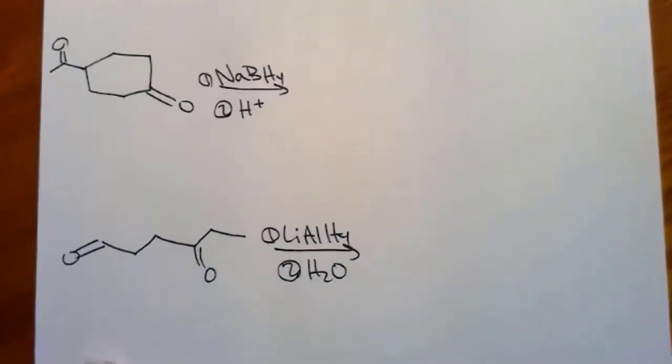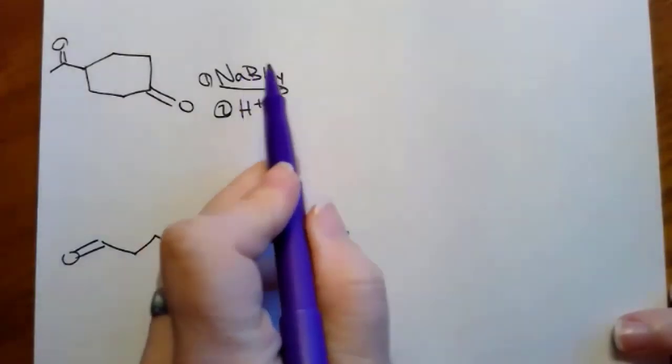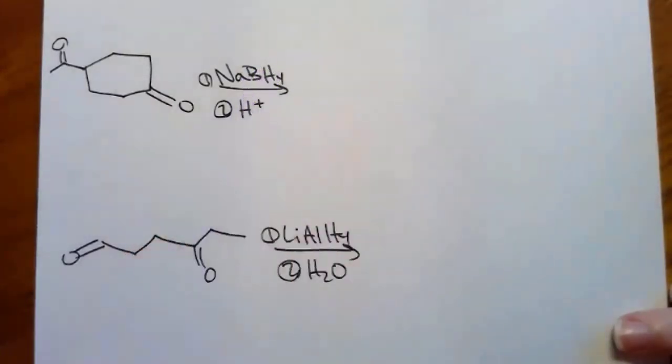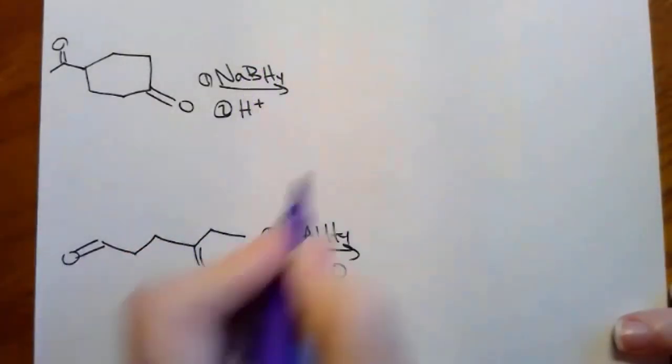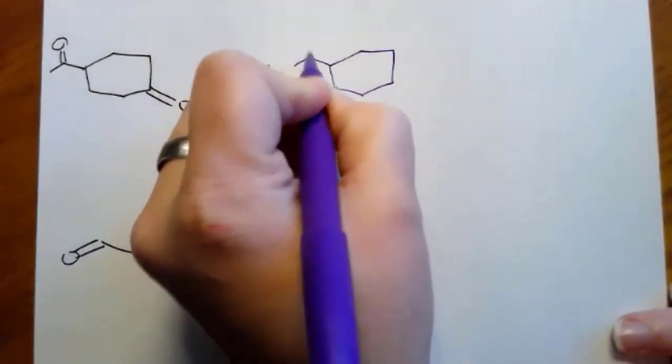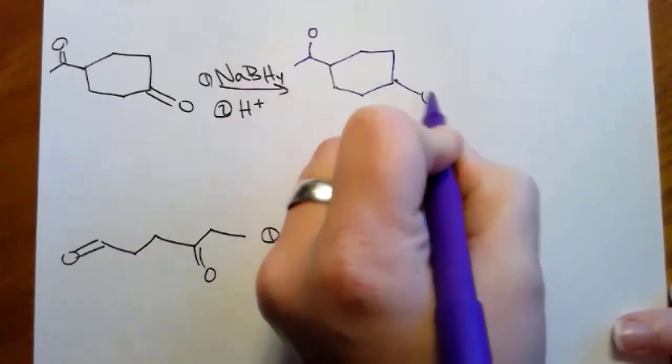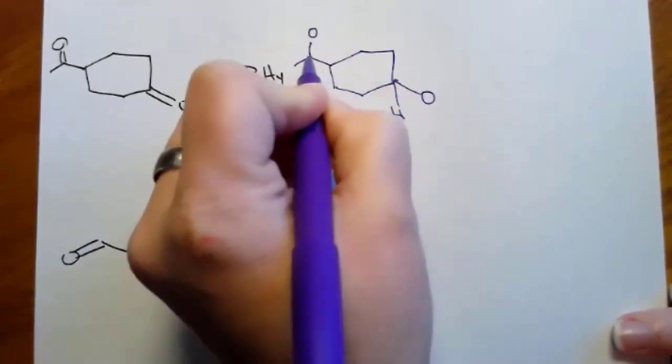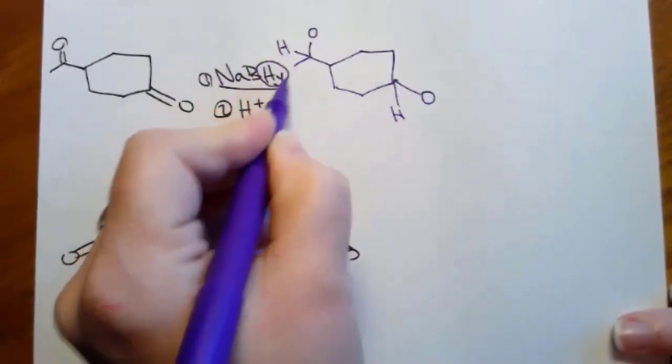All right, next. What if I have multiple functional groups, multiple things capable of being reduced? Well, you're going to reduce them all because every one borohydride is capable of reducing 4 carbonyls. We're going to reduce both of them. We get a new purple H from my borohydride.